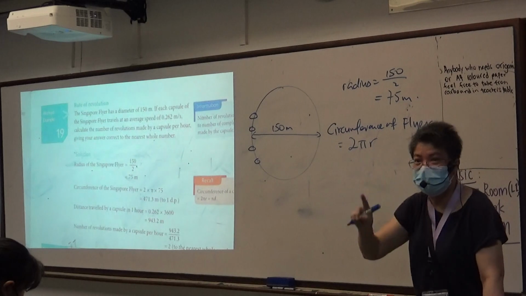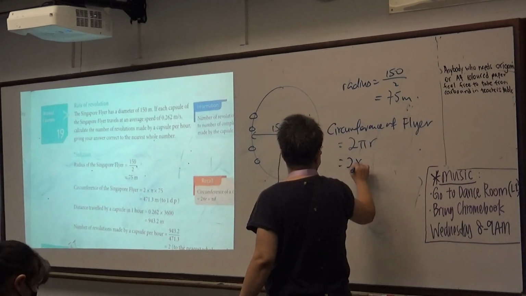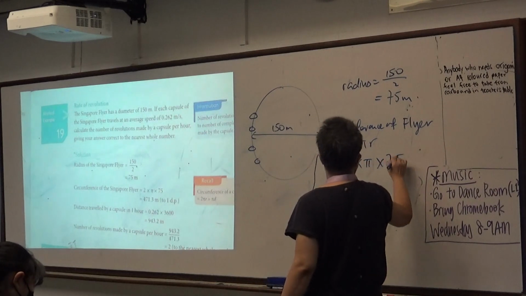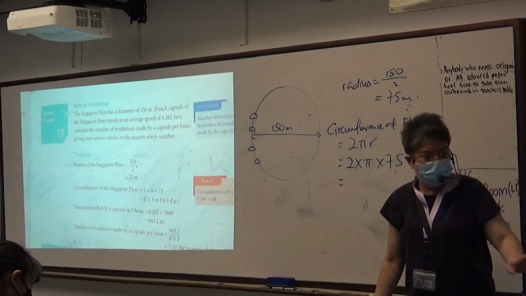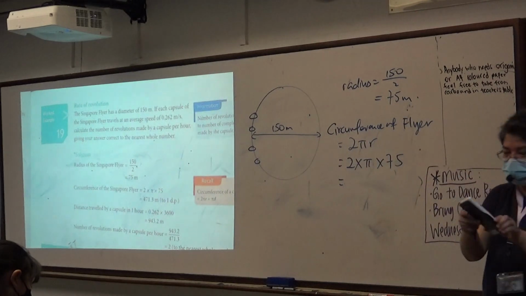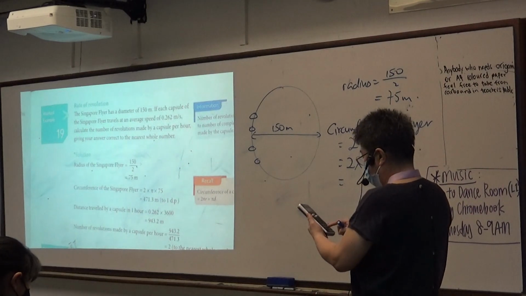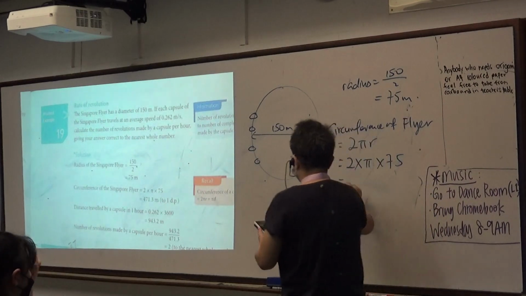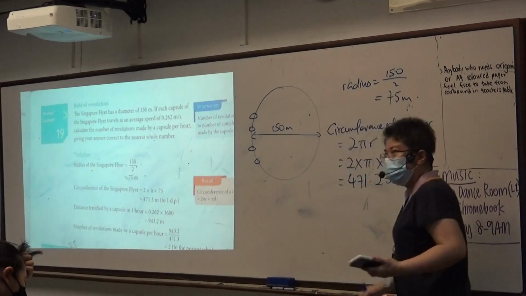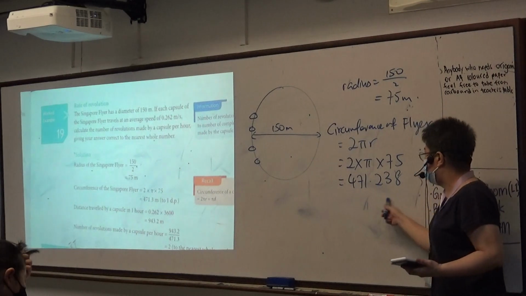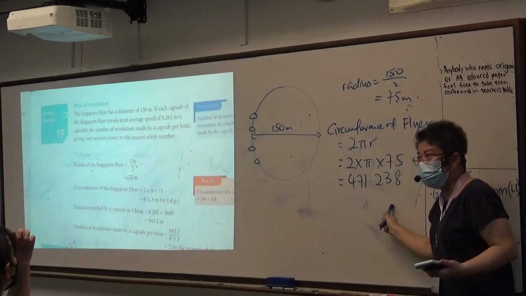Area is pi r squared for a circle. So this will be 2 times pi times 75. Now, usually when they don't give you the pi, what do you use? You use your calculator pi value. So I'm going to multiply 2 times pi times 75. I will get 471.238. Remember I told you when it is a big number, I give the 3 decimal places. I told you that before, right?